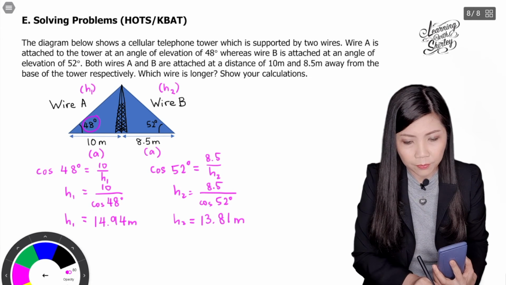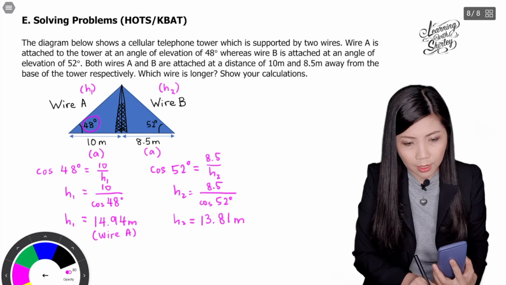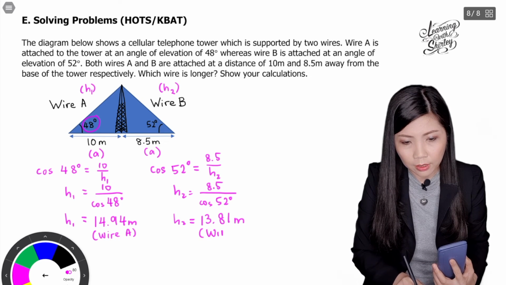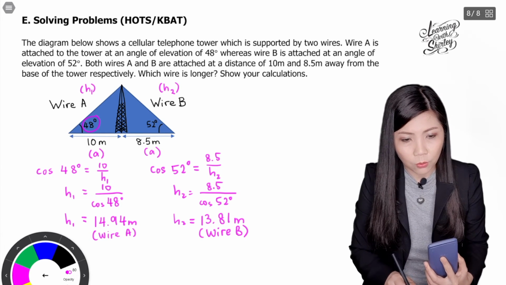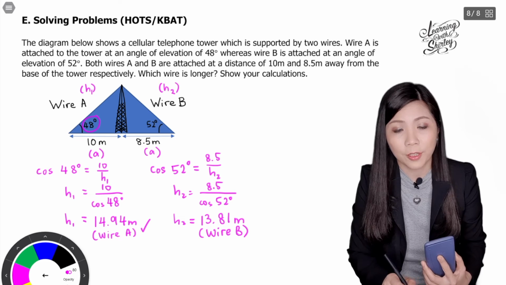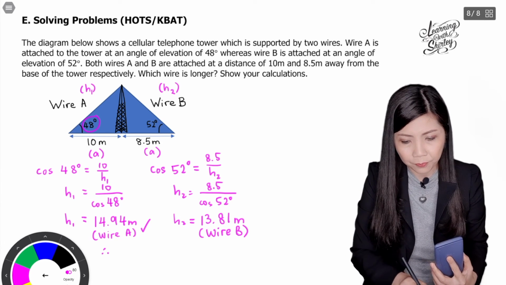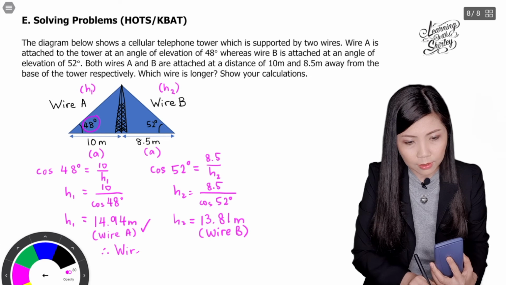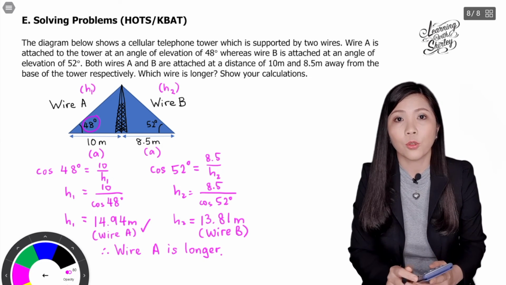So which wire is longer? This is wire A, and this is wire B. So wire A is longer. I'm going to write a statement at the bottom. Therefore, wire A is longer. So that's the answer.